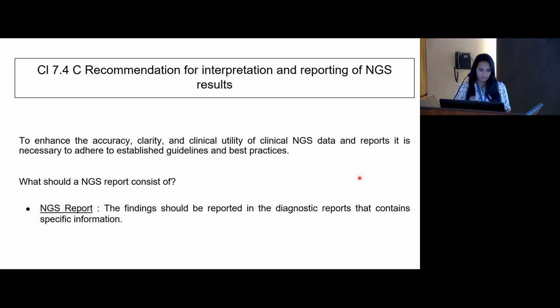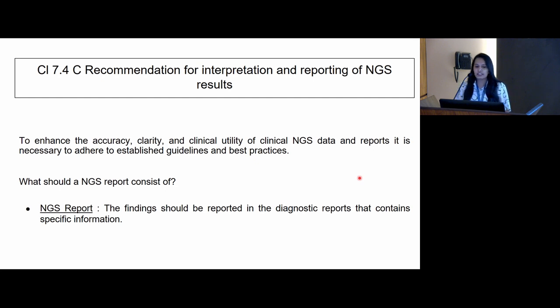Thank you, Elwin. Myself, Priyanka Ugule, and I'm working as a JRF under Dr. Nikhil Patkar. So, coming to the next point, recommendations for interpretation and reporting of NGS results. What we learned yesterday and will be learning for the next 5 days is for what? Giving out proper results, right? To enhance the accuracy, clarity, and clinical utility of clinical NGS data and reports, it is very necessary to adhere to the established guidelines and best practices.